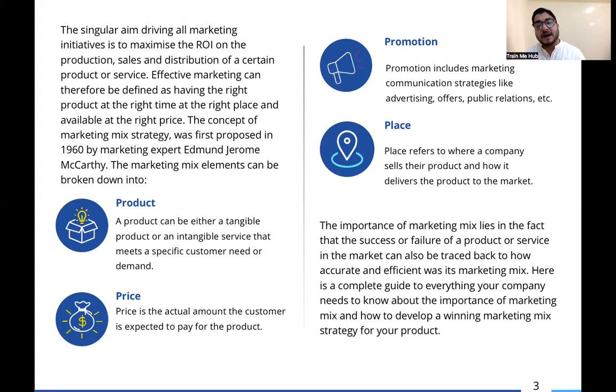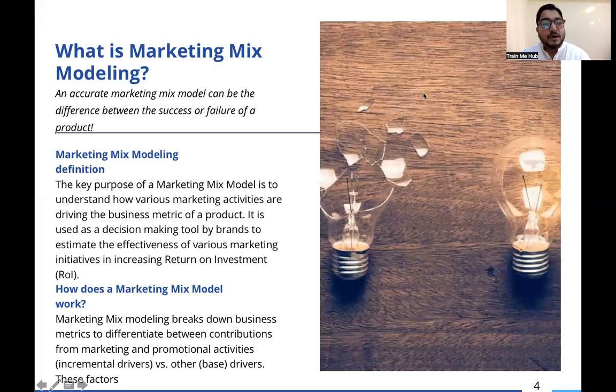The importance of the marketing mix lies in the fact that the success or failure of a product or service in the market can be traced back to how accurate and efficient your marketing mix model was. So this tutorial is a complete guide to everything your company needs to know about the importance of marketing mix and how to develop a winning marketing mix strategy for your product. So let's first talk about what marketing mix modeling is. An accurate marketing mix model can be the difference between the success or failure of a product.